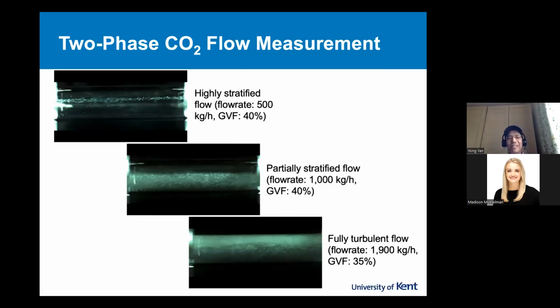I have a video clip to show. The idea is very simple. We fix more or less the gas volume fraction, the same quantity of gas CO2, then we change the flow rate. It's two-phase. You can see the bubbles on the top at low flow rate, then it's partially stratified, then quite fully turbulent flow. This shows you what happens in CO2 flow pipelines, the flow regime in this horizontal pipe. Again, we want to measure mass flow rate without actually quantifying these exact flow patterns.